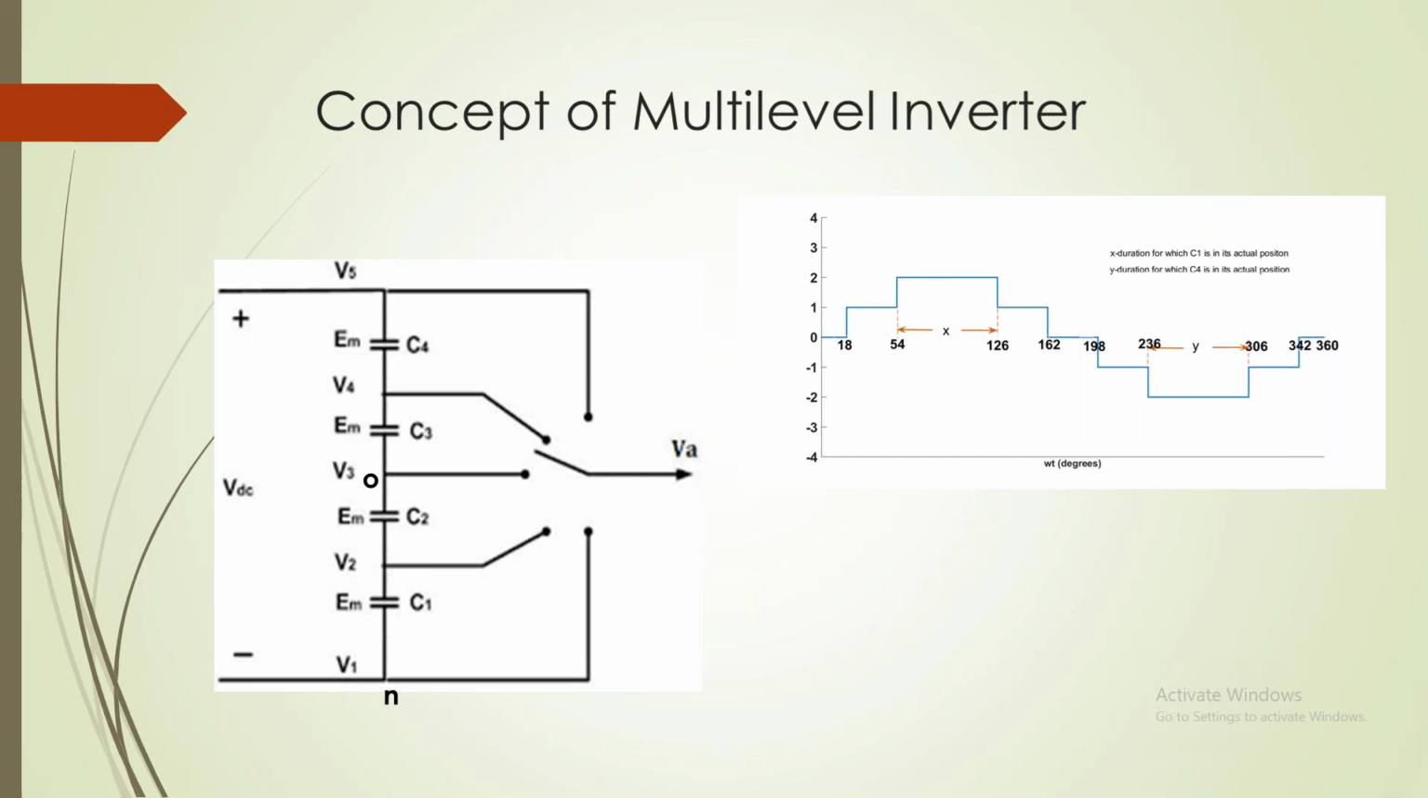Then once it is divided into various steps, the next step is how many different voltages are accessible to the output. Here I'm explaining: if I see, there are five different voltages possible, including all four capacitors: V5, V4, V3, V2, V1. Five different levels of voltages are possible here.